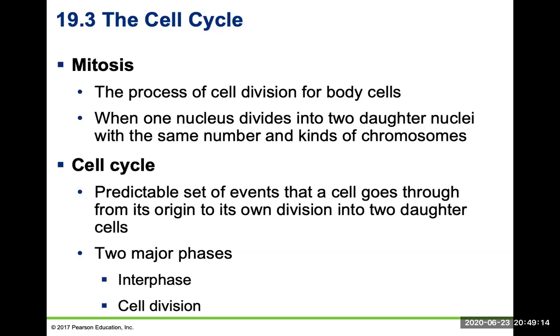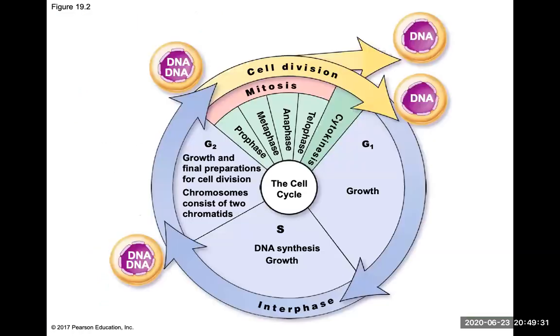So mitosis is the process of cellular division. The cell cycle itself is the predictable set of events that a cell goes through from its origin to its own division into two daughter cells. There's two major phases of the cell cycle, interphase and cell division. And if we look at interphase, this is where normally a cell spends most of its time. Interphase just includes a growth stage, synthesizing DNA, and then more growth. The cellular division stage is where we get the different steps of mitosis from prophase, metaphase, anaphase, telophase, and then cytokinesis is the actual splitting of the cell.